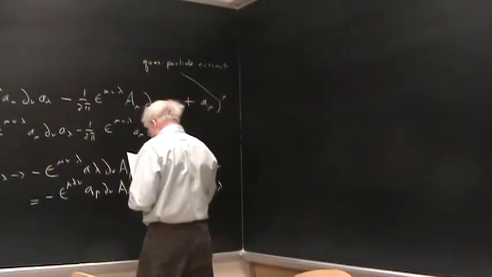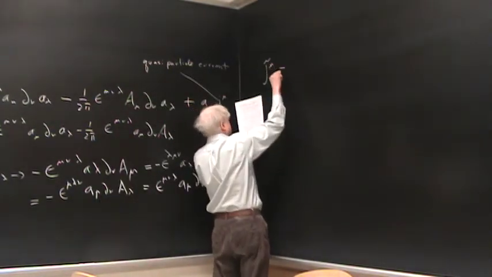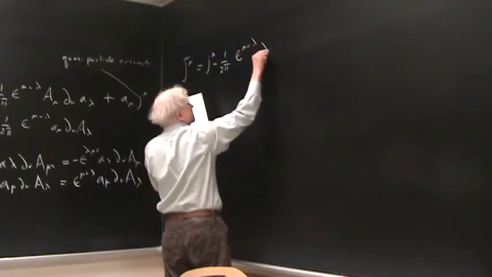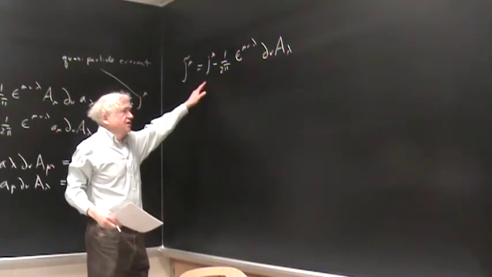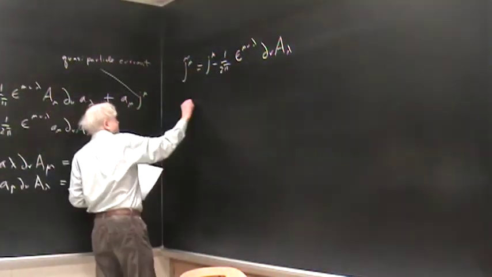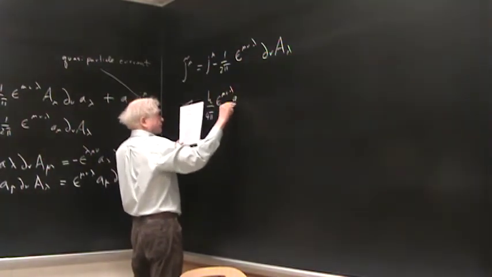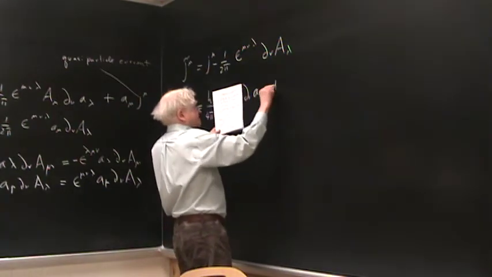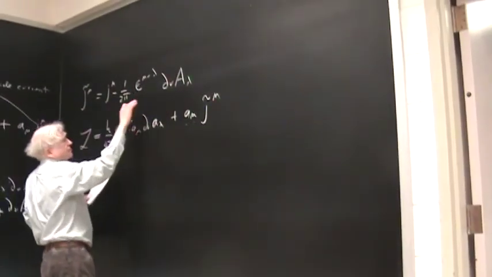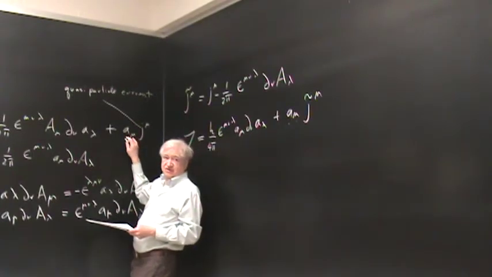All right. The next thing is we're going to define another current, J mu tilde, as J mu minus 1 over 2 pi epsilon mu nu lambda d nu a lambda. So this is a current that's a quasi-particle current together with an electromagnetic field current. And in terms of this, our Lagrangian now is a Chern-Simons term plus a Chern-Simons gauge field coupled to this new current that we've defined, which is the quasi-particle current plus this term. And the quasi-particle current is coupled in the original theory just to the Chern-Simons gauge field.